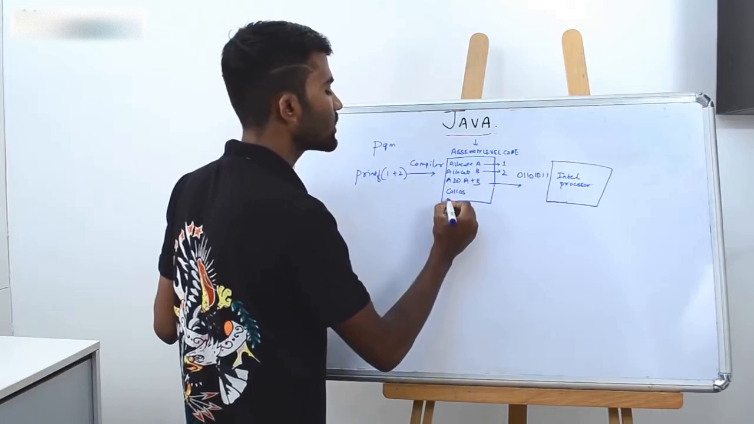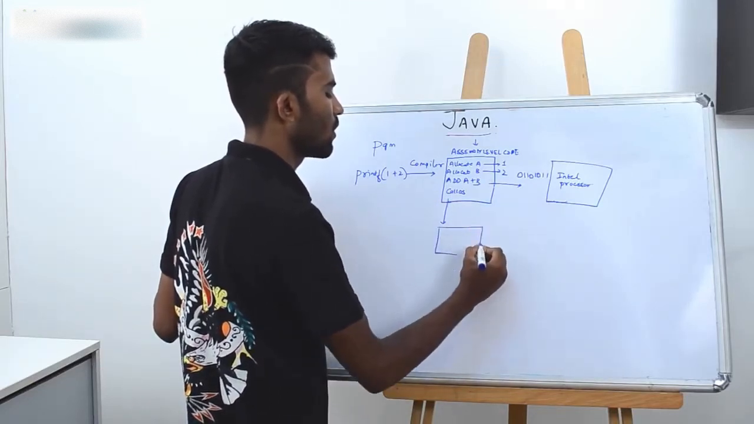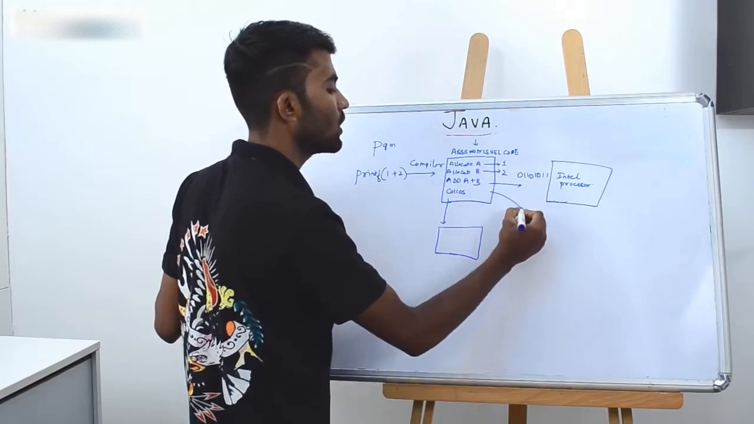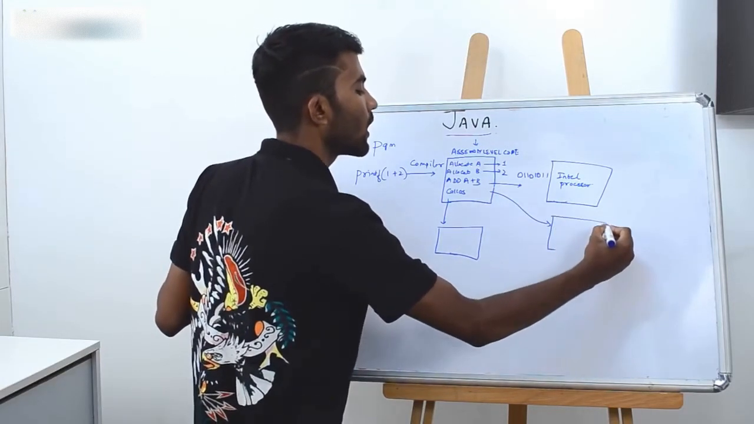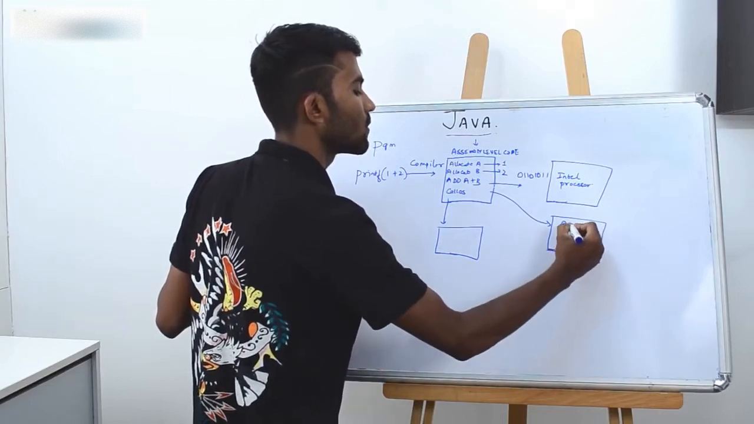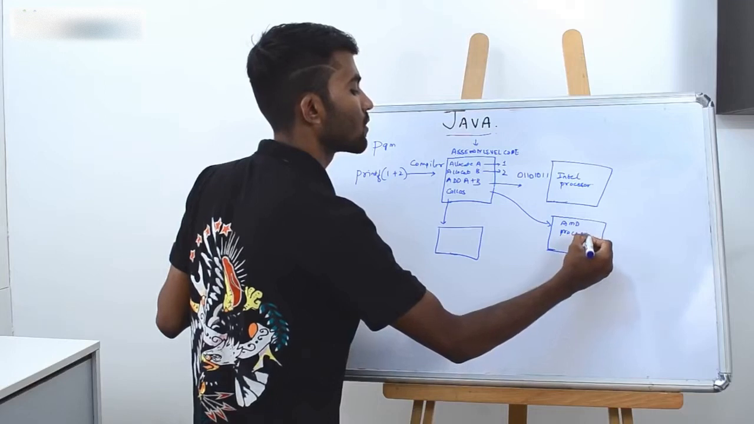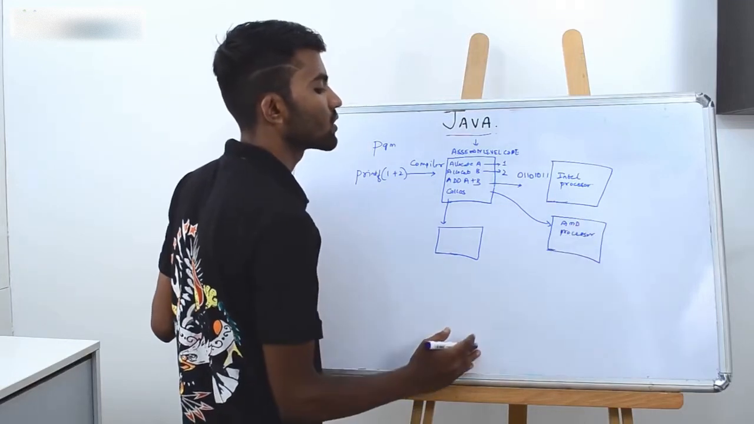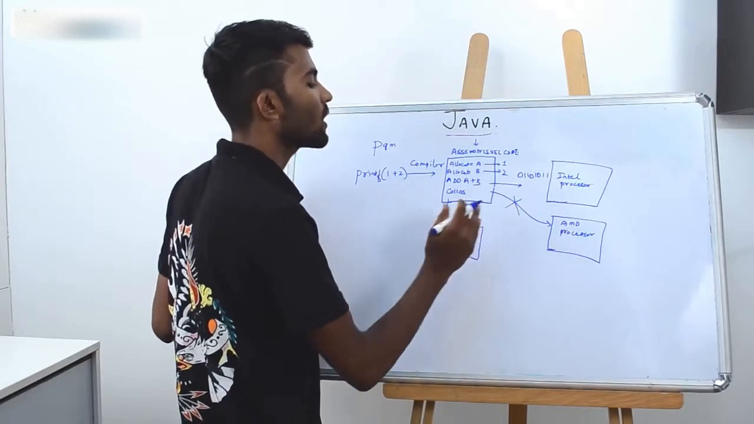Now if I want the same assembly level code to work on an AMD processor, do you think this works? This will not work. Now, how to make it work?